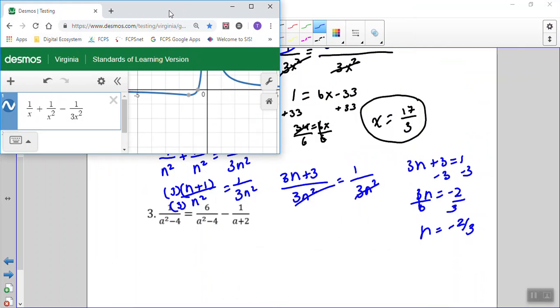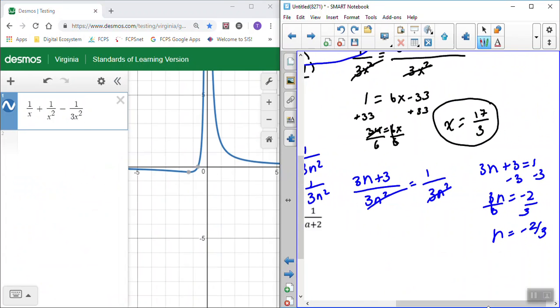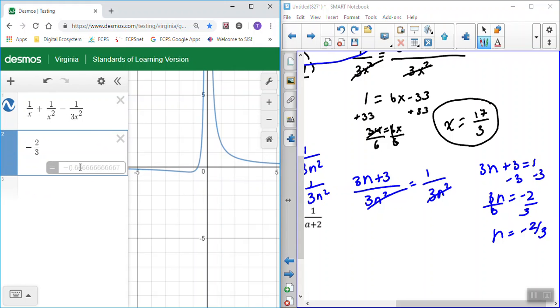Let me check it in my calculator. The answer that I got was negative 2 over 3, which was this. So let me check it. Minus 2 over 3. It looks like it's the same thing. So yeah, it's the same answer.